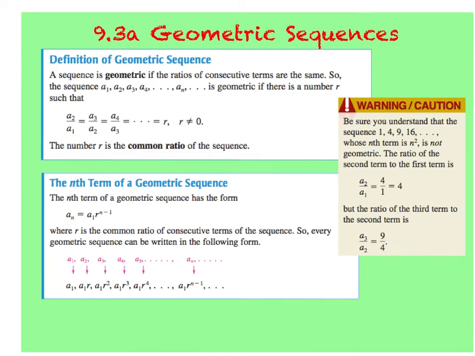9.3a, geometric sequences. All right. Before, we did arithmetic sequences. And in arithmetic sequences, what did you do from term to term? You added them. All right, so for a geometric sequence, we're going to multiply. And what we multiply from term to term is called the common ratio. What you multiply from term to term is called the common ratio.